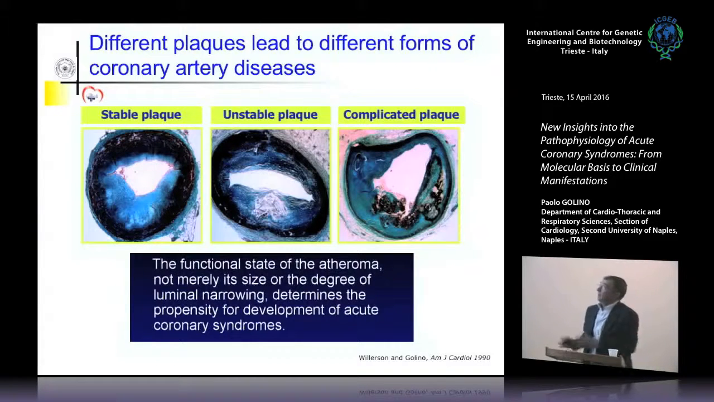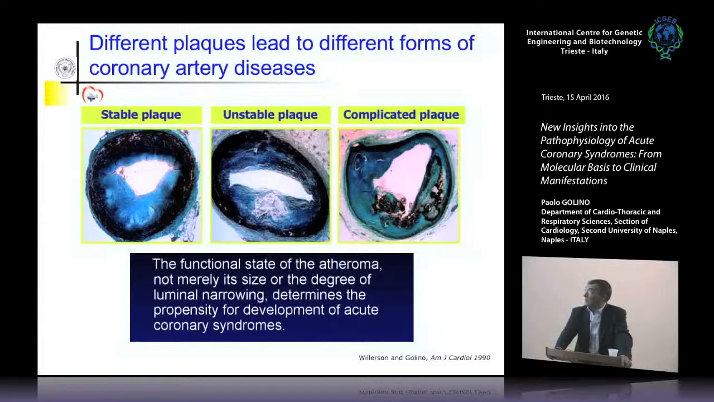Okay, coming back for a moment on the plaque. So what we knew at that time was that a disrupted plaque exposed prothrombotic substances to the flowing blood and then activated coagulation and platelets. But what really happened within unstable plaques at that time was not known.